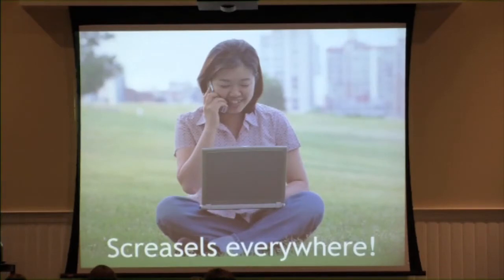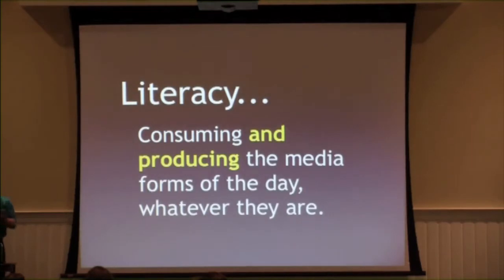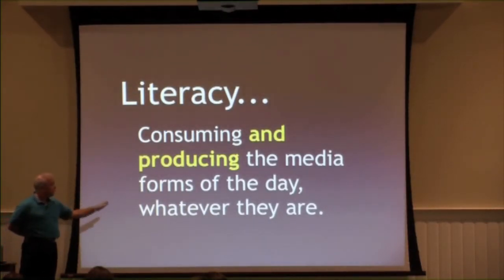Screens, they're absolutely everywhere. So when you see a screen, you need to see a place where we actually go. This is where we go to work, to play, to socialize, to learn together, to learn informally, and so on. Because the bottom line is, literacy has always meant consuming and producing the media forms of the day, whatever they are.